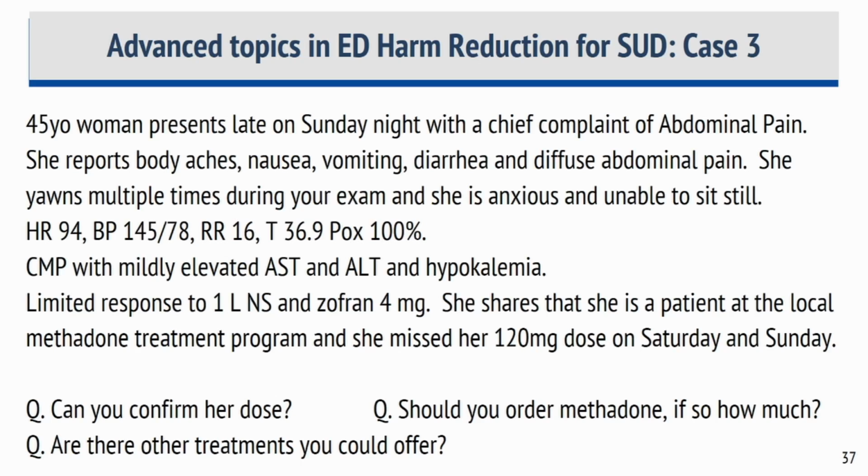You get a CMP, she has some mildly elevated AST and ALT, some hypokalemia. You give her a liter of fluids and some Zofran, and she says she doesn't feel much better. At some point, it slips out that she's a local patient at the methadone treatment program, and she may have missed her dose of 120 milligrams on Saturday and Sunday. So what is this? This is just opioid withdrawal.